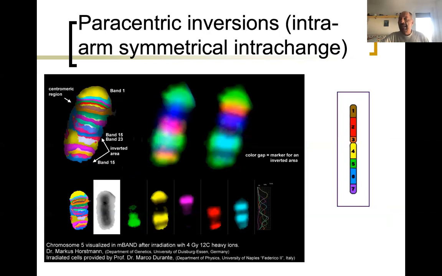Paracentric inversions instead are intra-arm symmetrical interchanges. So now it's a symmetrical interchange, but it's not inter-arm, it's intra-arm. So now the two breaks are both induced in the same arm, in this case in the P-arm, and then there is a swap. To see them, the best technique is, of course, the G-banding, because the arm-specific FISH you will not be able to see them, because, of course, it's the same color. But if you have mBAND, you see here an inversion in the order of the bands that tells you that there was a paracentric inversion.